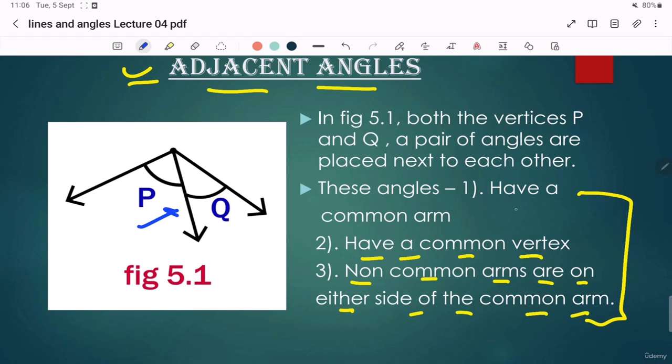They must have a common arm. Now as you can see, this is angle P and this is angle Q. So this is a common arm, because with this arm we are having angle P, and with this arm we are having angle Q. With the help of this arm, we are having two angles, angle P and angle Q. Therefore, it is a common arm.